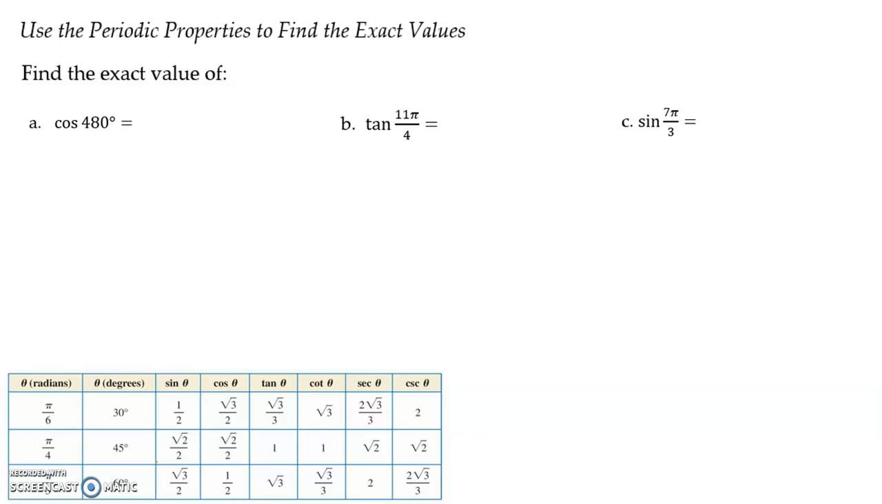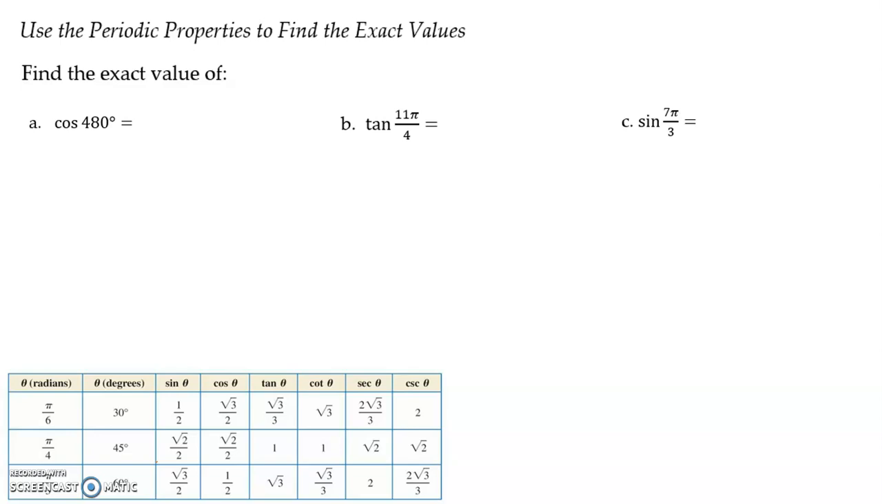In this example, we're going to be talking about using the periodic properties to find exact values of our trig functions. So let's go ahead and talk about sine and cosine first. Both of those functions have a period of 2 pi. So once you know all of your values of sine and cosine, from 0 all the way up to 2 pi, then you don't have to memorize any other ones. Those are just going to repeat because those functions are periodic, and that period is 2 pi.